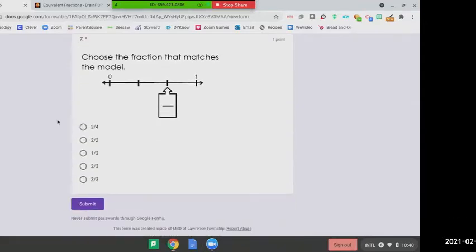Choose the fraction that matches the model. We count spaces on number lines. There are 1, 2, 3 spaces on the whole number line. Our arrow is pointing to the second space. So 2/3 is your correct answer there.